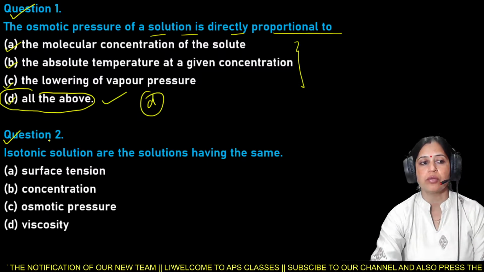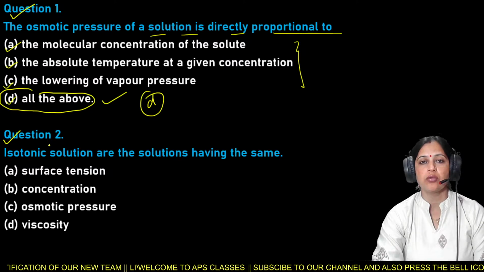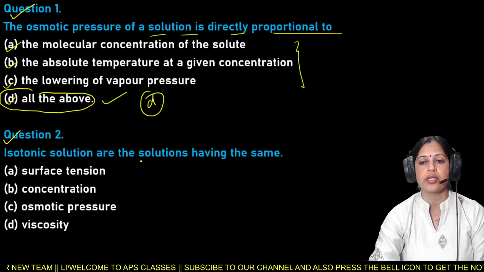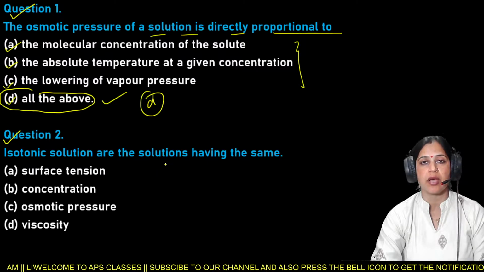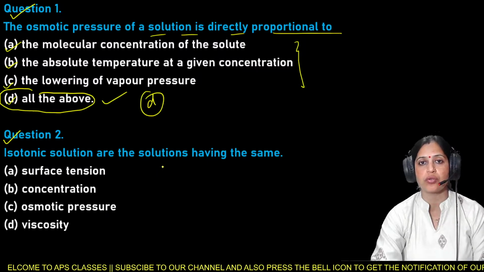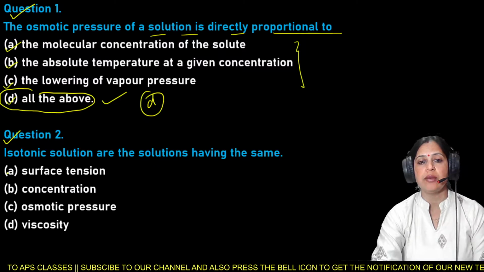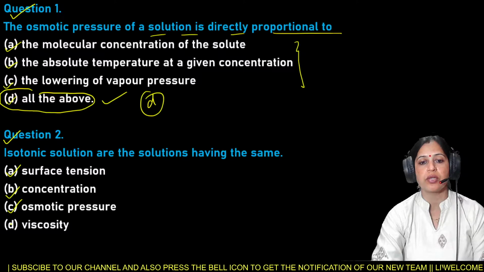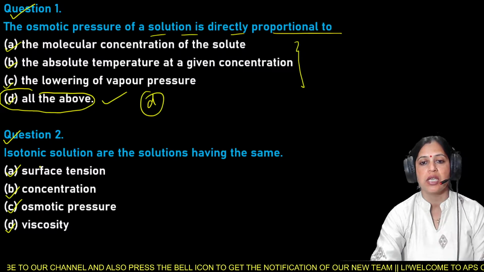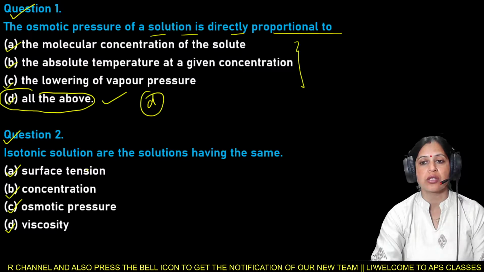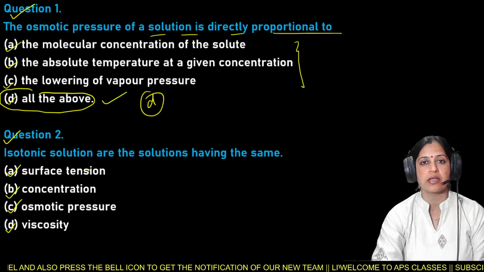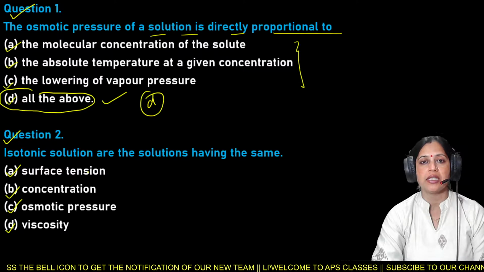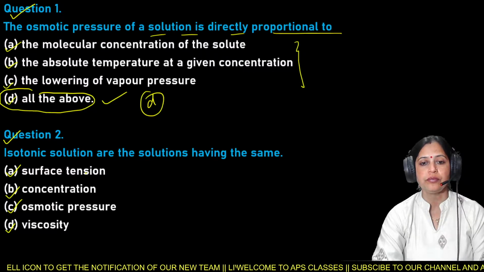Now shift to question number 2. Your question number 2 is: isotonic solutions are the solutions having the same: surface tension, concentration, osmotic pressure, or D, the viscosity.